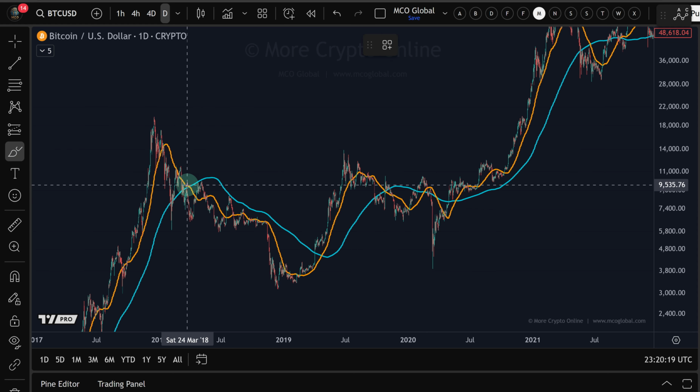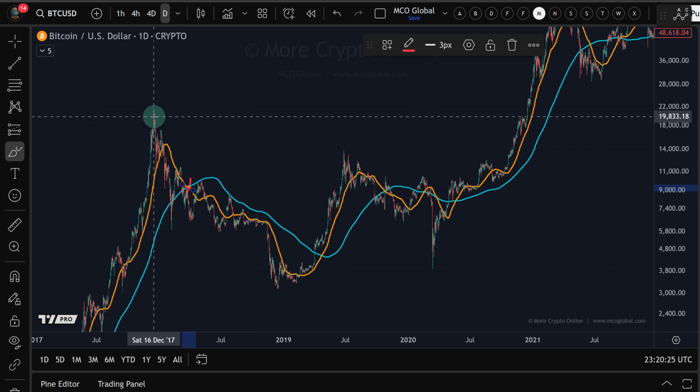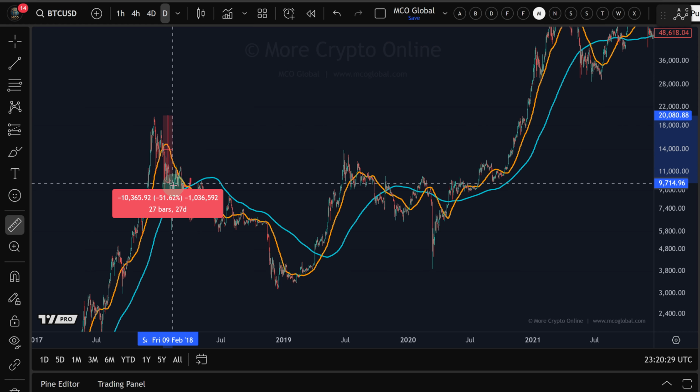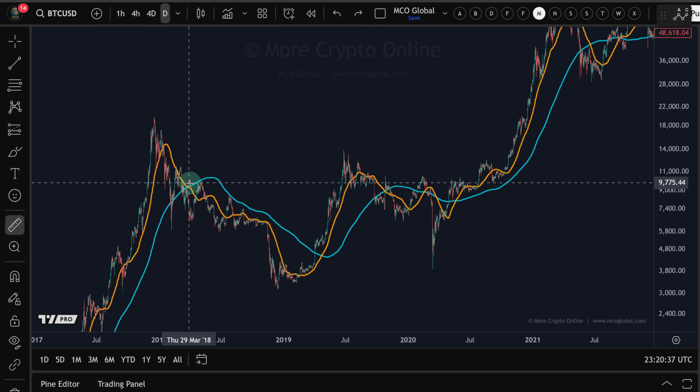Look at this one. There was a death cross in March 2018. But when did the bear market start? In December 2017, and the price had already fallen a whopping 52% before the death cross even came. And yeah, I mean, it fell further, for sure. It fell further.